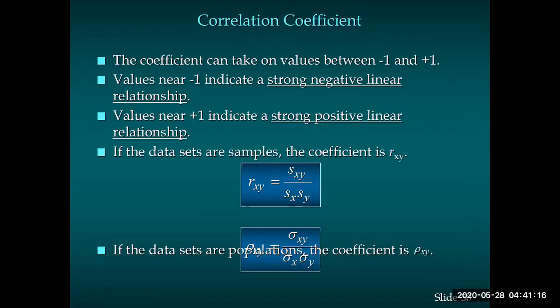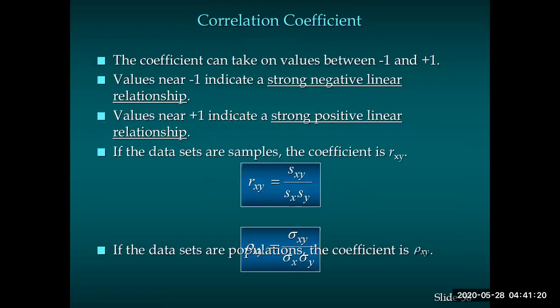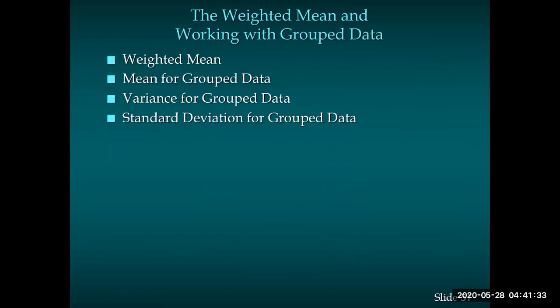Correlation and covariance will be thoroughly discussed and further examined in the regression and correlation chapter later on. Right now we are not focusing a lot on this, but just trying to get the idea here. What was the weighted mean and grouped data? This we have discussed in the tutorial as well.